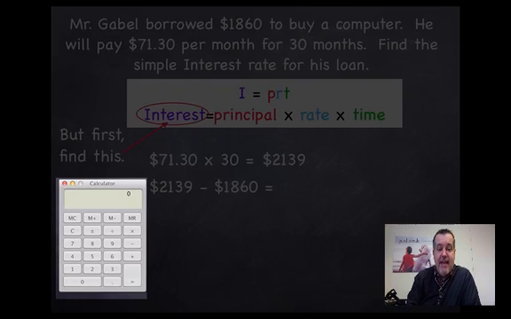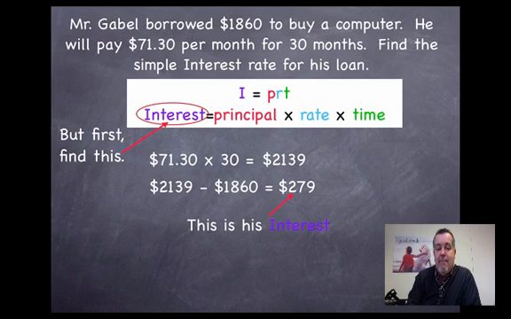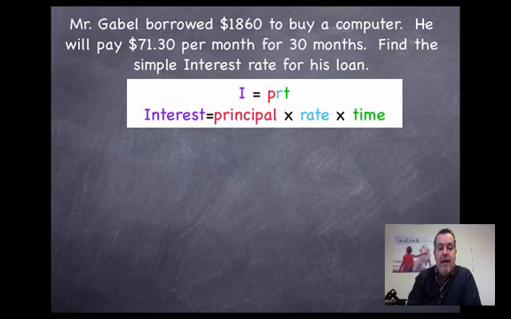All right, now some of that was the principal that he was paying back to the bank. So we're going to have to take that total, the 2,139 that he paid back, and subtract the initial amount of the loan, which is 1,860. So we subtract that, and we're going to get $279. This is the amount of interest he paid for his loan over the 30 months. This is an important piece of information because now we can take that 279 and plug it into our formula to find out what the rate is that he paid.